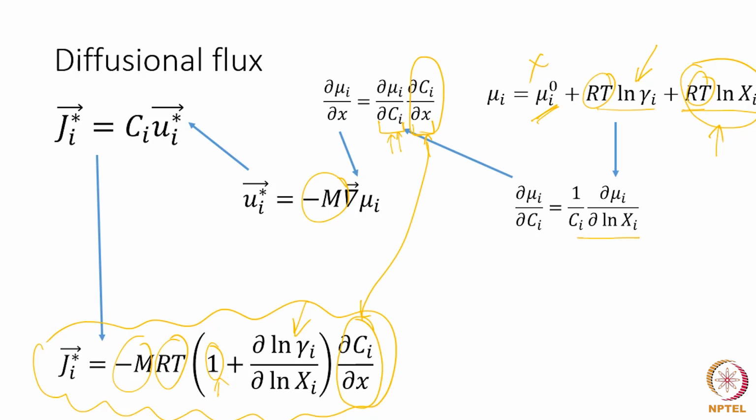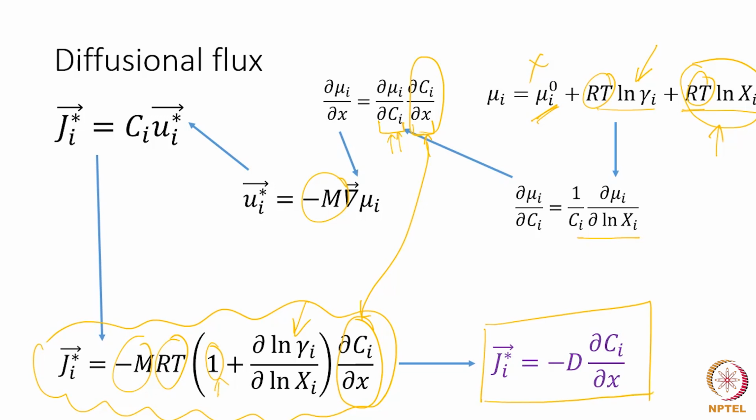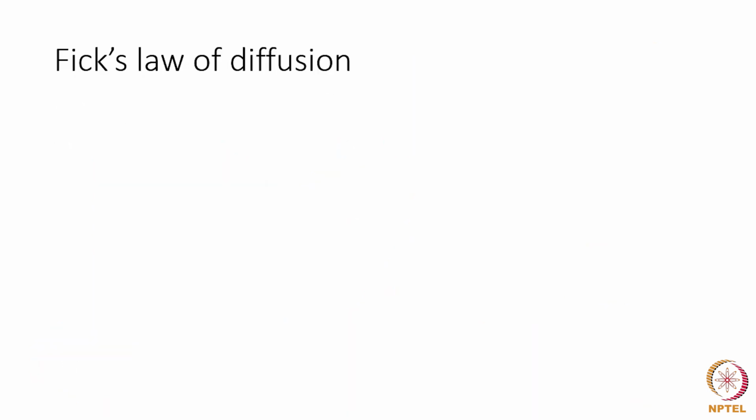So we see that now we are able to write the diffusional flux in terms of concentration gradient, which is something we were looking forward to. This is the constitutive equation that we are simplifying to. Our starting point was that diffusion of species is down the chemical potential gradient, and we are now saying that diffusion is related to the concentration gradient, and in the process we have introduced a constant D, and that D is nothing but mRT into (1 plus ∂ln γi/∂ln Xi). This equation, by the way, is what is referred to as Fick's first law, Fick's law of diffusion, where we say that diffusion is down the concentration gradient. The proportionality constant is the diffusivity D.